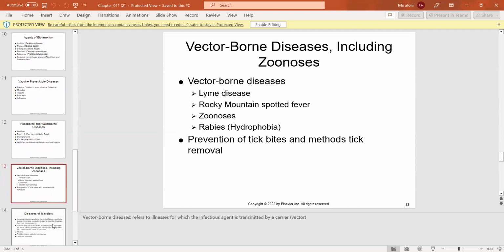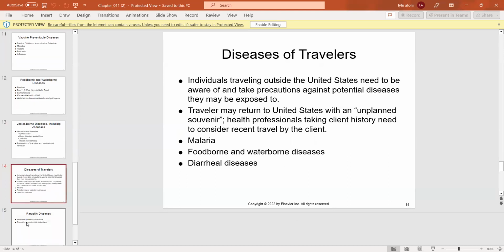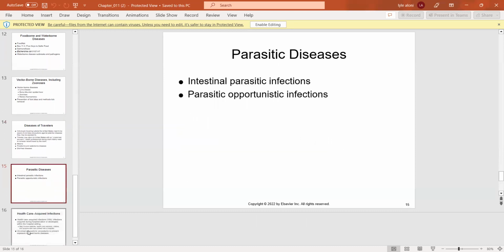We have our vector-borne diseases like Lyme disease, Rocky Mountain spotted fever, and rabies. So prevention of tick bites is important, with anti-insect spray and repellents, and we want to keep that down. We saw a rise in Lyme disease over 2000, and we are hoping to have that rate come down. We know that we have individuals traveling outside the United States, so we need to be aware of those precautions, like with malaria, foodborne and waterborne diseases, and also our diarrheal diseases.